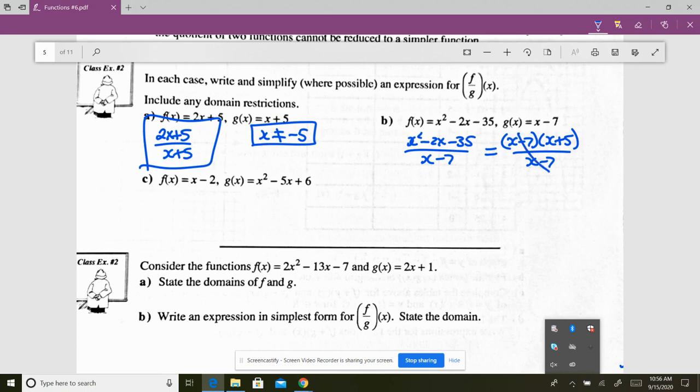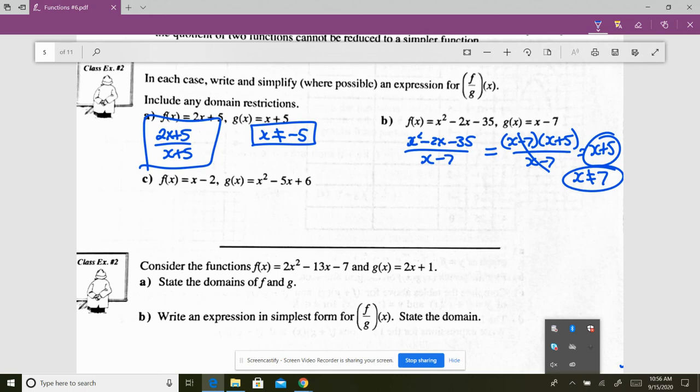So those cancel. You're left with x plus 5. What is my domain restriction? 7. Even though it cancels out, you still have to include it because it was in the original. Okay? So x cannot equal 7.